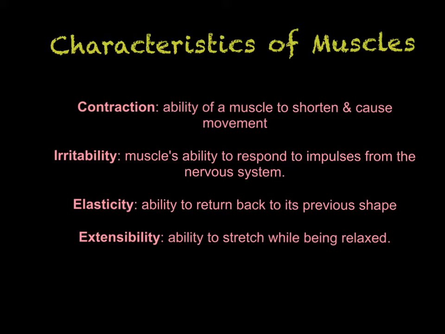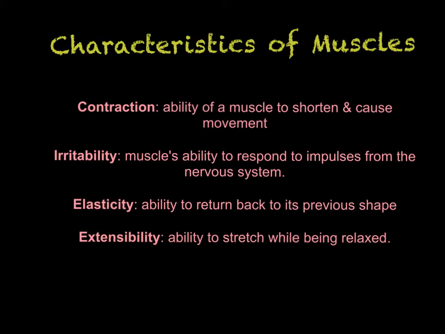Go ahead and list and describe or define these. You have contraction. This is the ability of a muscle to shorten. And this is what actually causes you to move, the contraction of muscles. But they also have the ability to respond to an impulse from the nervous system, and this is called irritability. Now, this is not a word that's new to us. We've been seeing the word irritability as a characteristic of life since we started talking about even plants. So that's not a new definition.